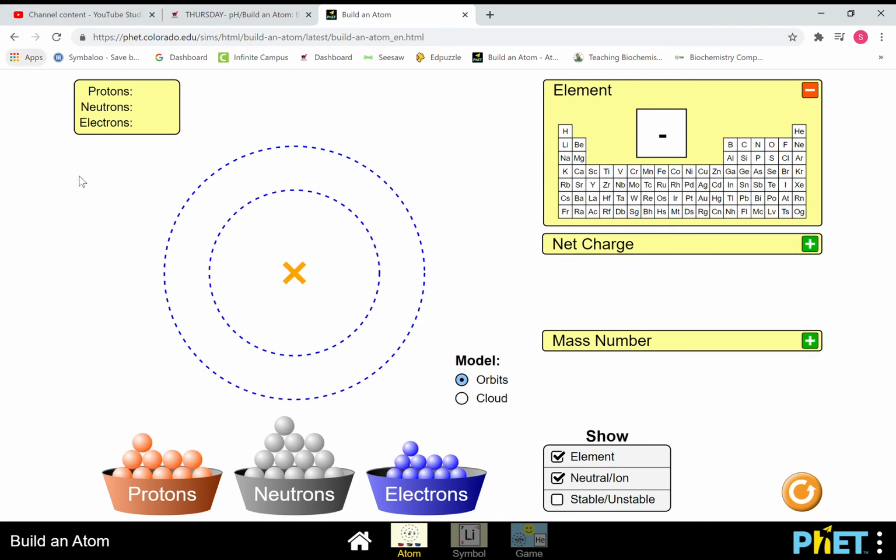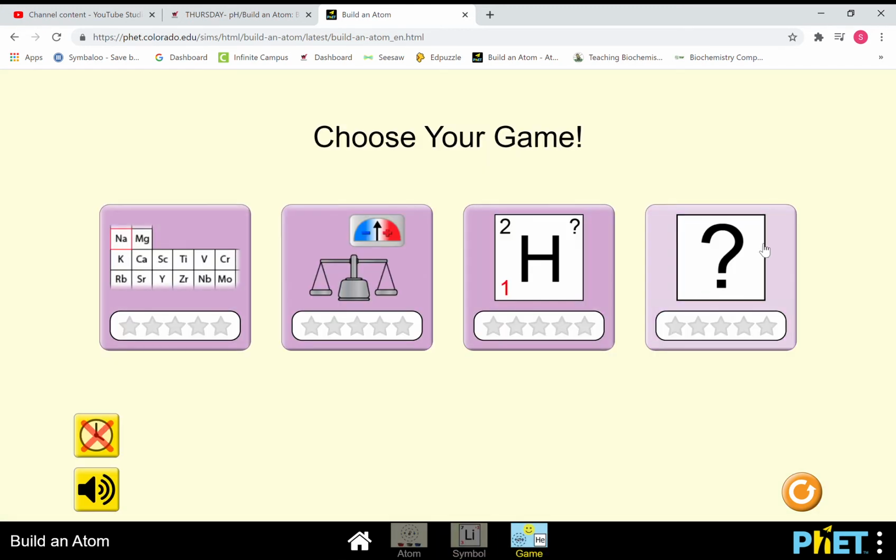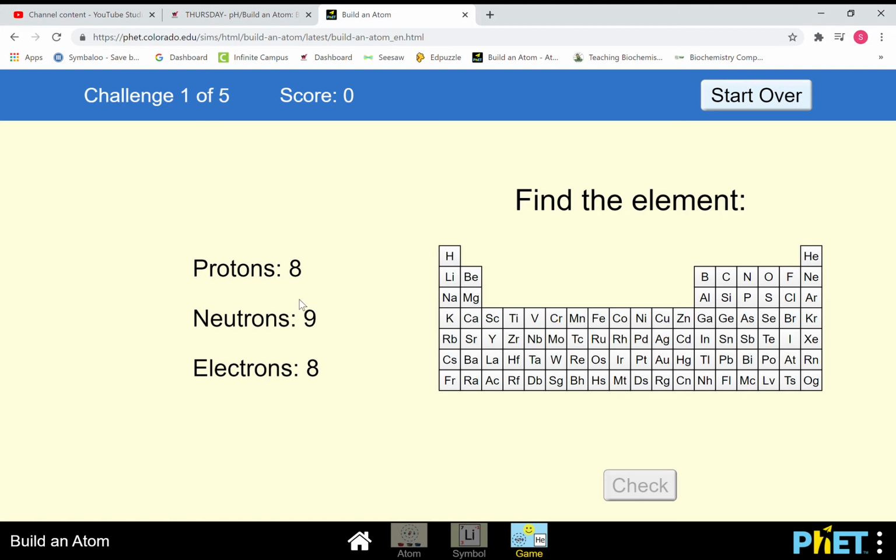Looking at the other options, which are down here. You have this one here that you can play around with, and this one here has 4 games. You're going to choose 2 out of these 4 games to participate in. I'm going to go ahead and show you the first one. So you're looking at protons to electrons. Remember, the atomic number tells us how many protons we have, and how many electrons we have.